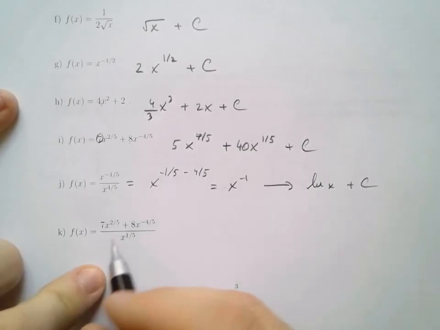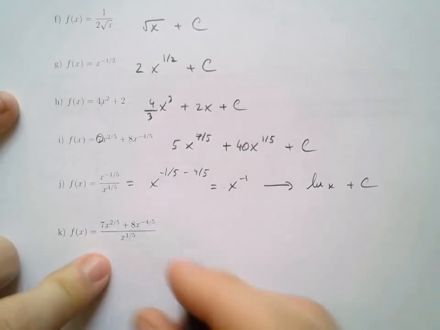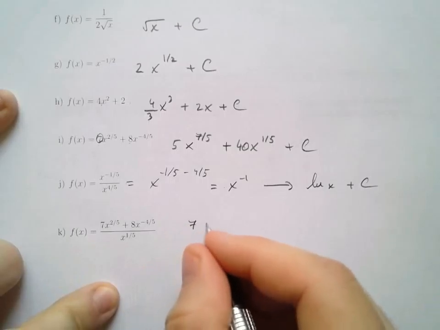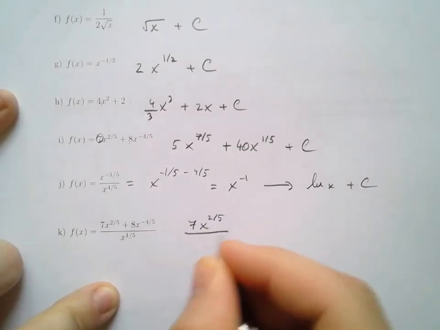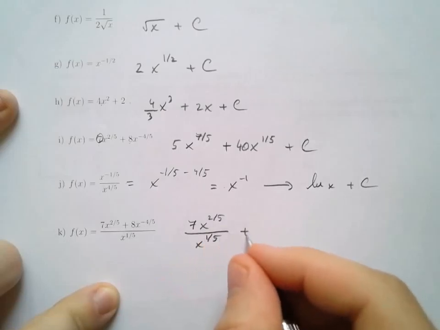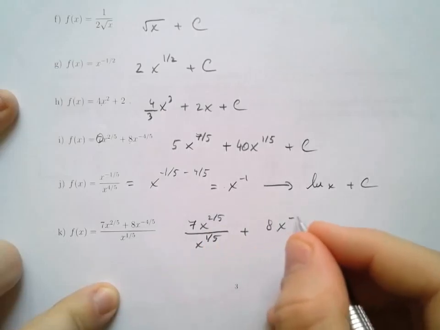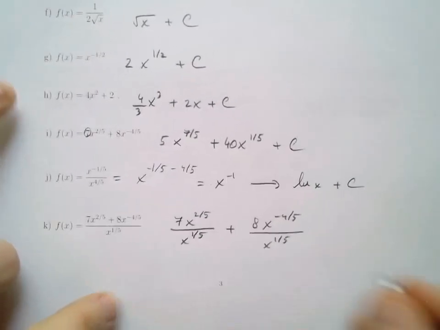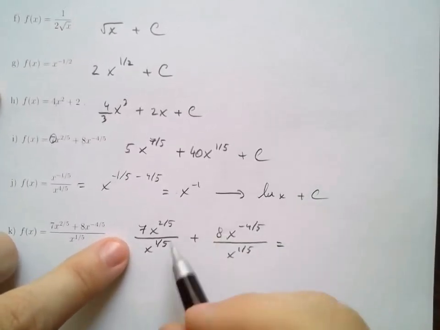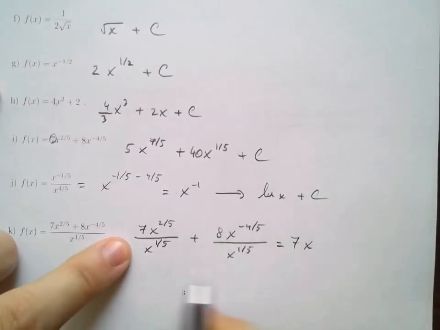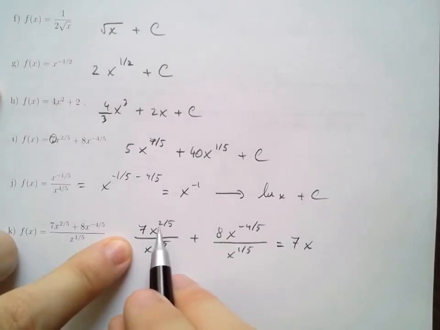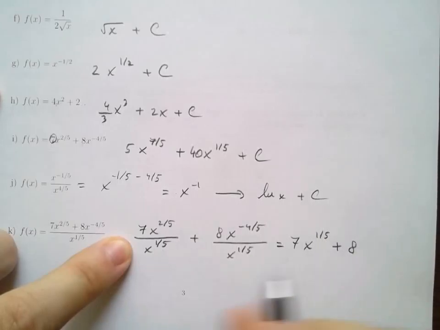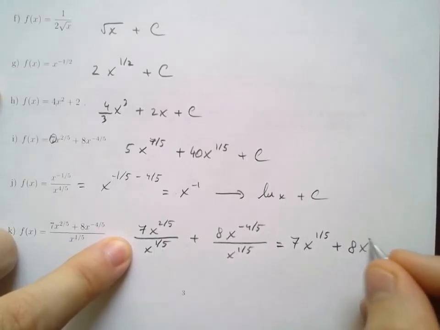For the last problem, the idea is similar. I have a fraction, so first I split the fraction. I have 7 x to the 2/5 divided by x to the 1/5 plus 8 x to the minus 4/5 divided by x to the 1/5. And so this is the same as 7 x to the 1/5, because I subtract: I take 2/5 minus 1/5, so that's just 1/5, plus 8, and now this becomes x to the minus 1.